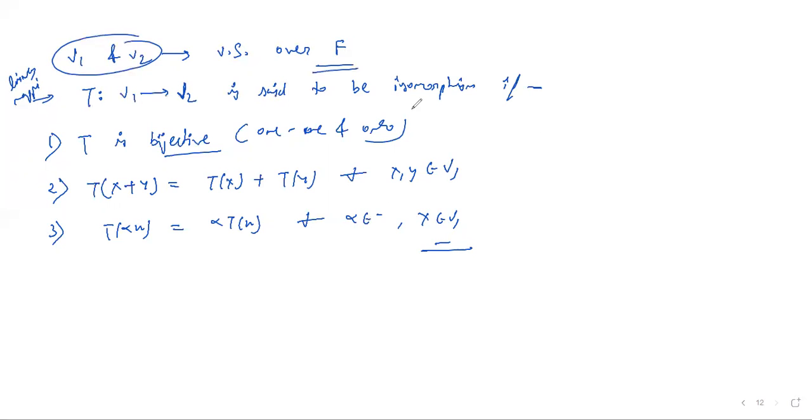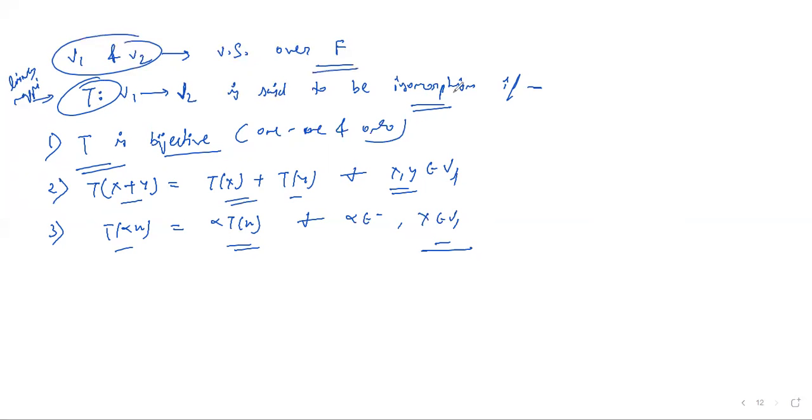Then we can say that it is an isomorphism when the transformation is bijective and, for two vectors x and y which belong to this vector space, the transformation of the sum equals T of x plus T of y, and with the scalar multiple we can also write alpha T of x. Okay, so these are the three conditions for the linear mapping of the vectors to be an isomorphism.